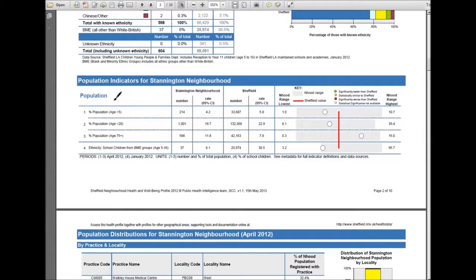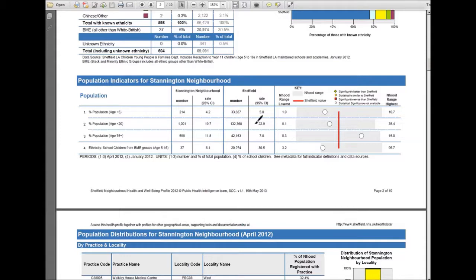And then when you get down to the next bar, you can have a little look at the breakdown of the population relative to the rest of Sheffield and the age breakdown. Now that red line in the middle is the Sheffield average, the white dots are where Stannington scores for each score, and the grey bar represents the range of values. So there's the white dots for each score and a description of what they are.